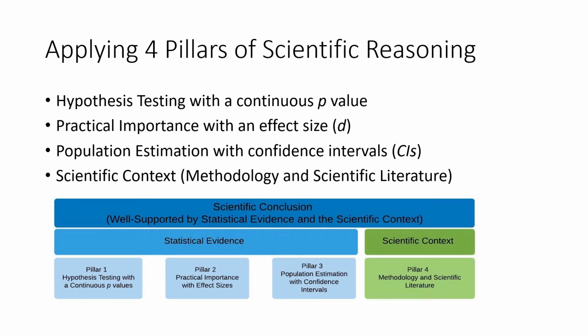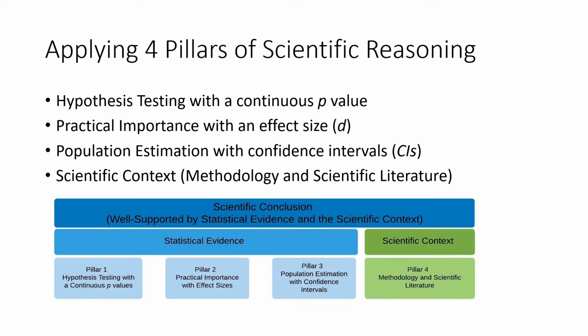This is the first chapter where we truly apply all four pillars of scientific reasoning to support a scientific conclusion. The graphic here, again, describes what we're trying to do. We want to hold up a scientific conclusion with both scientific evidence and the scientific context.